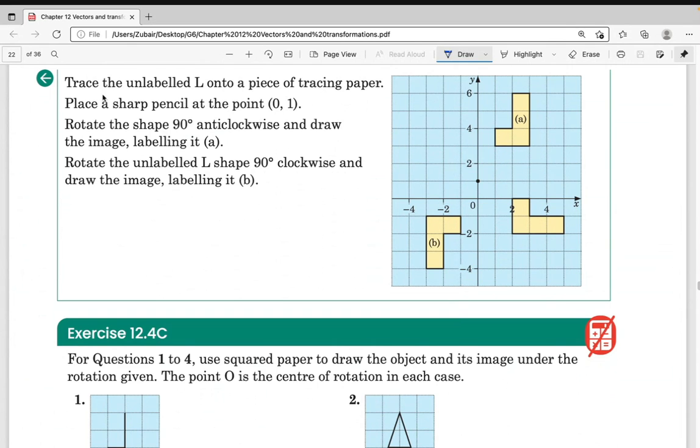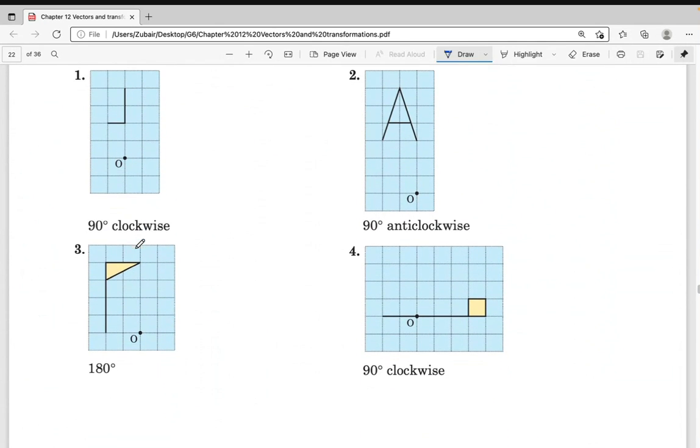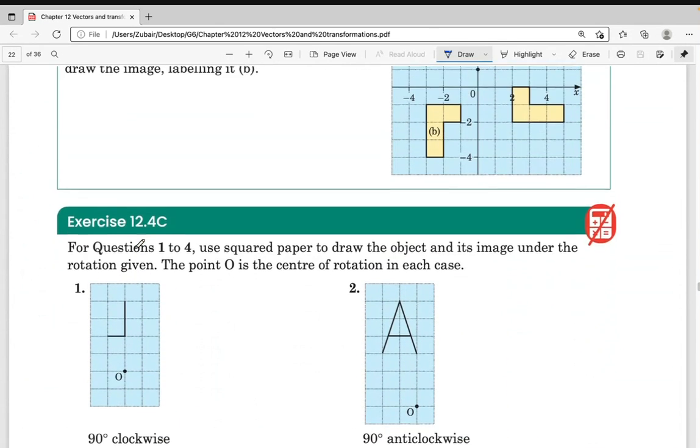Sir, do we need tracing paper in the exam? At my time, it was not allowed. Now you can use it.